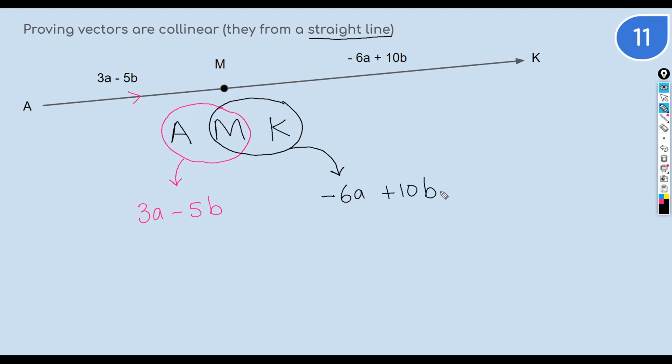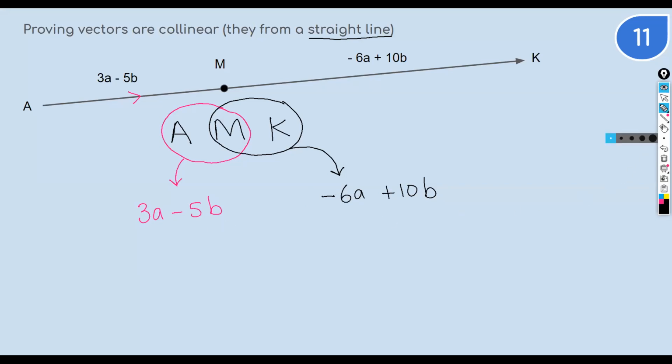Are those two vectors the same? The obvious answer is no. The pink one is a different value from the black one, right? Both of them are completely different values. Now, if the pink value and the black value were the same, then automatically they would be collinear. But 99% of the times in the exam, the two values would be different.